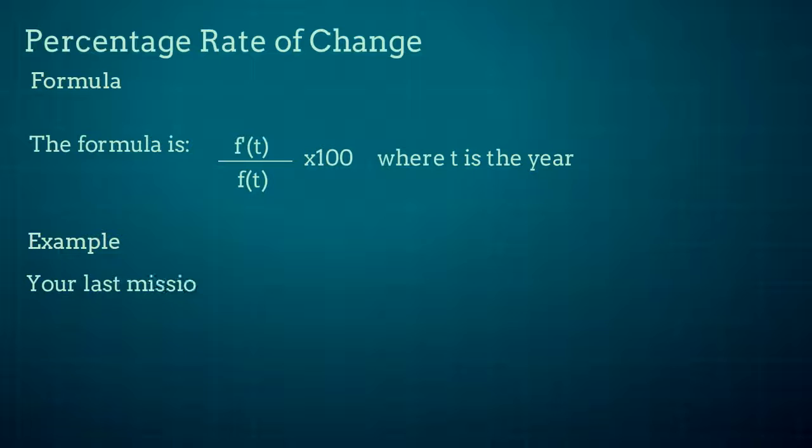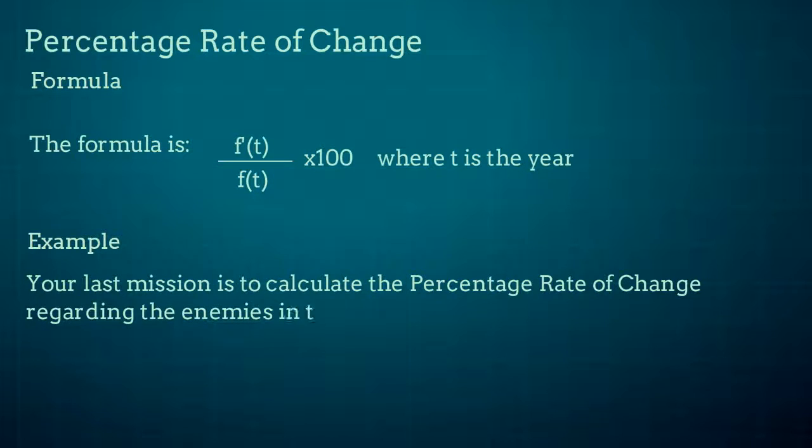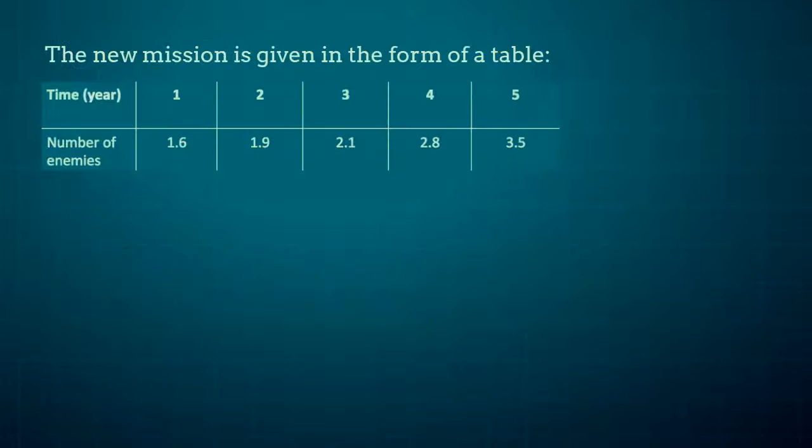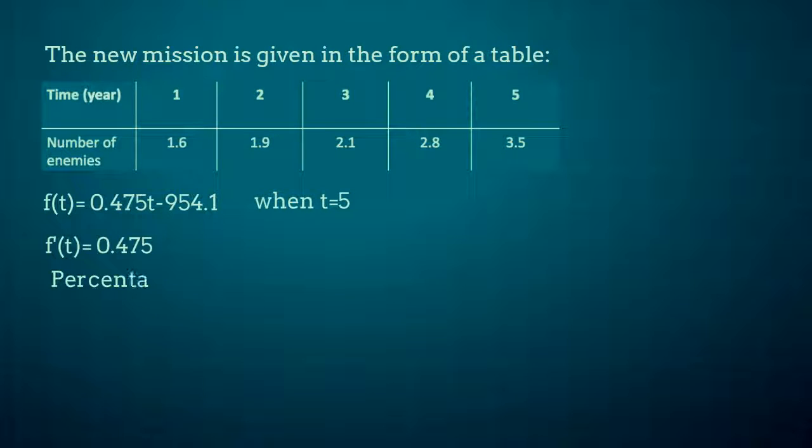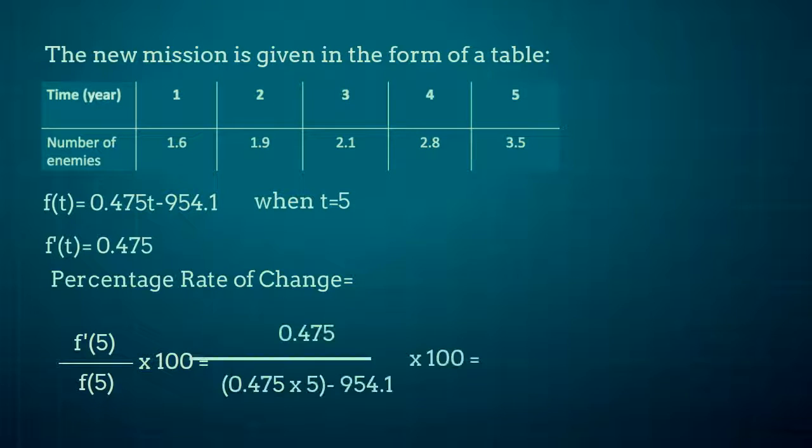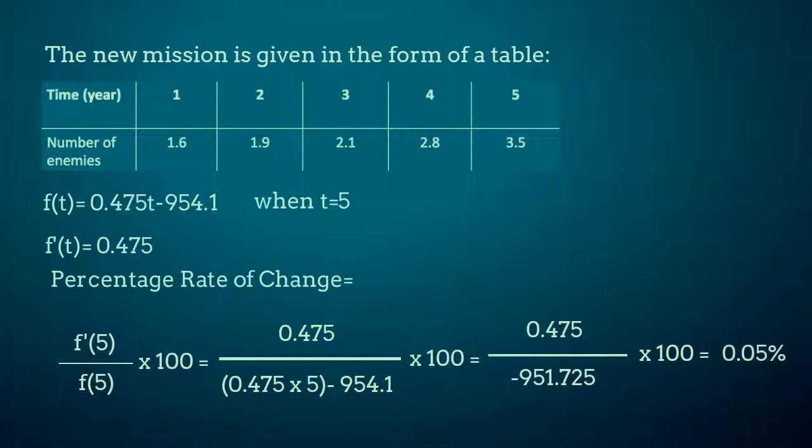Our last mission is to calculate the percentage rate of change regarding the enemies in the past 5 years, to analyze the level of danger in our world. With a given table and the formula f of t equals 0.475x minus 954.1, we calculated the percentage rate of change. Our result is that we have an increasing danger of 0.05%.